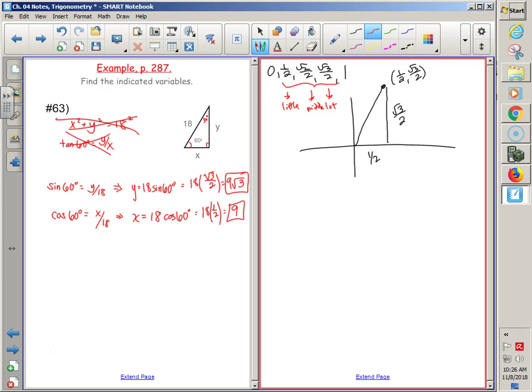How do I get to this triangle? I go over a little, I go up a lot. My little is cosine, adjacent. My lot is sine, opposite. So I threw in my sine, I threw in my cosine, I knew what it was, and I solved.